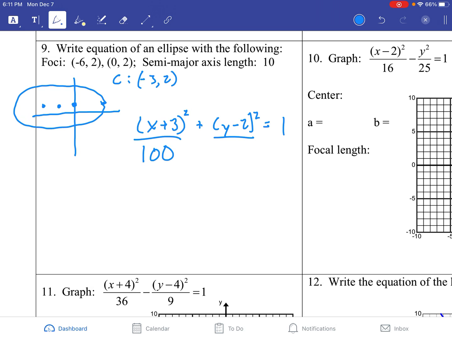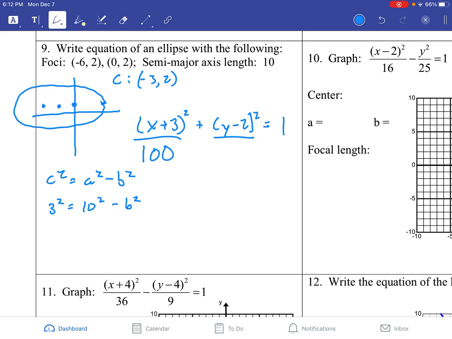So we look at the formula for the focus points. We know the focus points are 3 away from the center, so our c value is 3. This is the center. Let's go back. We have c squared equals a squared minus b squared. Our c value is 3, the a value is 10, and we're trying to find the b value. So that's our equation.